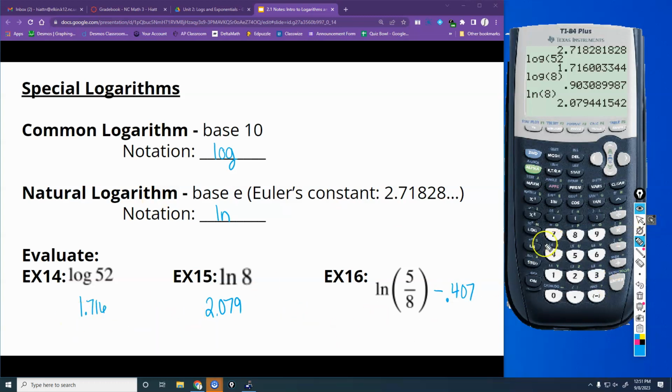So, for those you're just hitting the buttons on the calculator to put those in. I think Peyton wrote it down wrong. Let's check. Natural log of 5 divided by 8. Oh yeah, he just wrote it down wrong. He'll be okay.